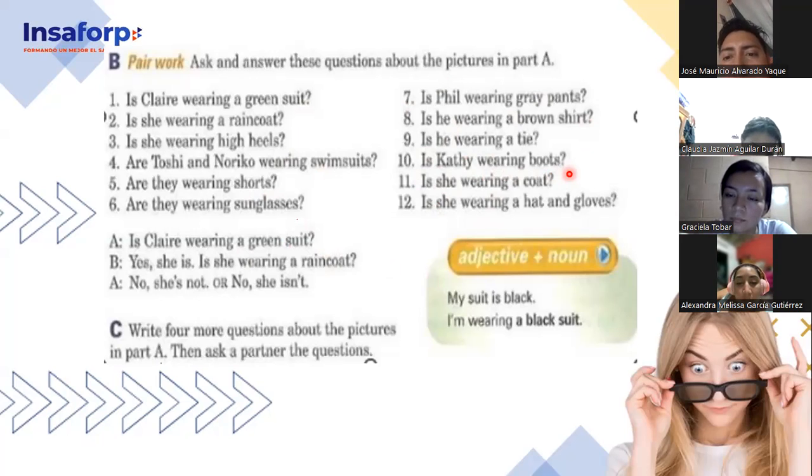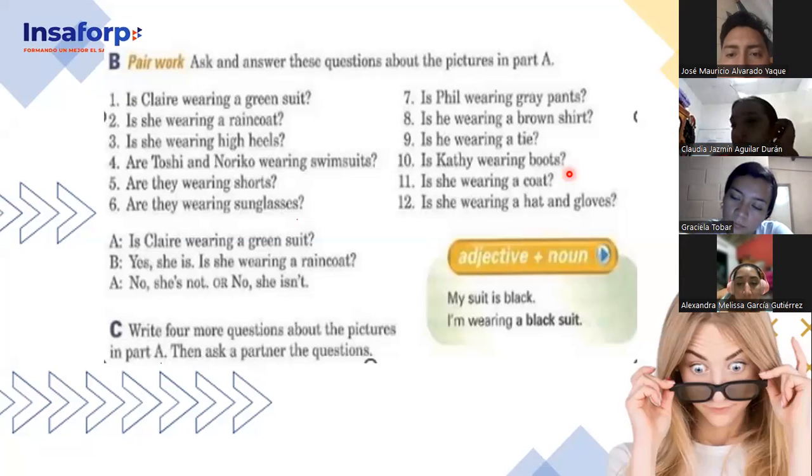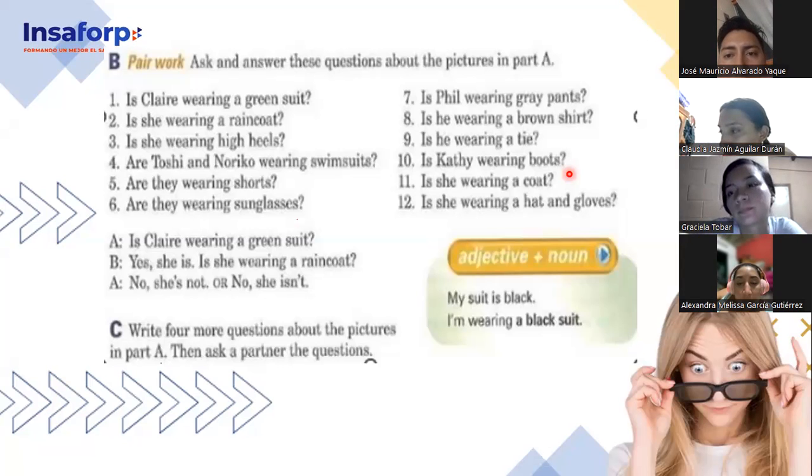Yes, is Katie wearing boots? No, Mauricio. You can use your imagination for the two answers. You can tell me, yeah, she's wearing boots. Yes, she's wearing boots. Or you can say in other words, no, she's not wearing boots. That is the negative statement. But in the case that you are using a positive, it is another way, right?